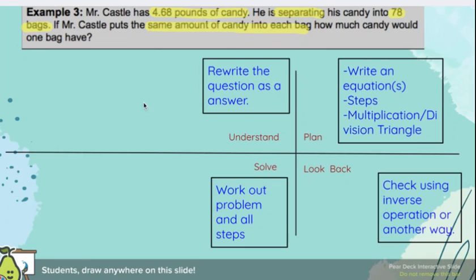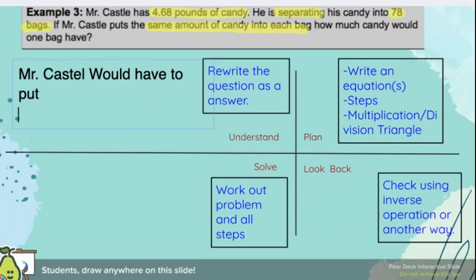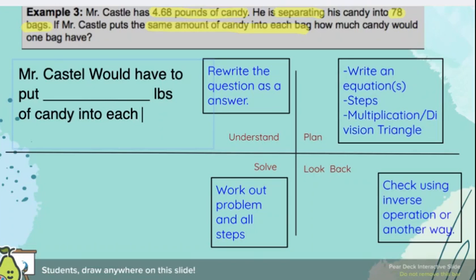Okay, so remember, we need to change our question into the answer. So Mr. Castle would have to put blank pounds of candy into each bag. Okay, make sure you write this down for the understand part.